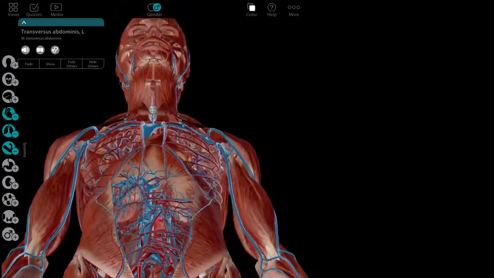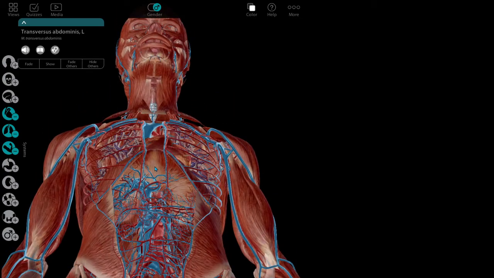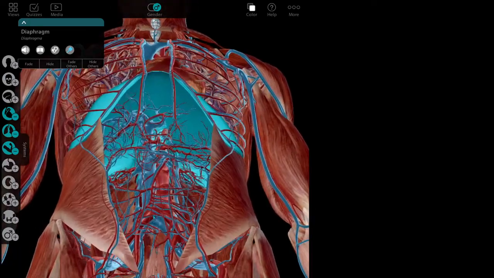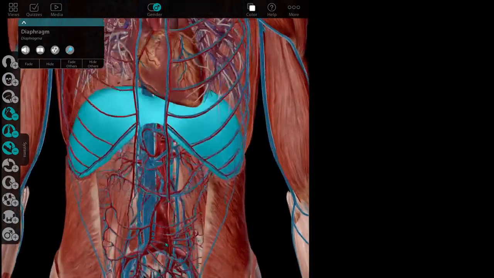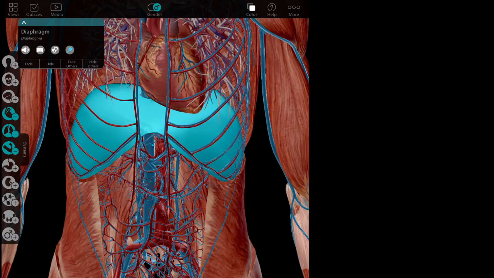So here it is, guys. You can see this is the diaphragm. It's a dome-shaped muscle, so it is your muscle for respiration. It serves as the borderline between the thoracic cavity and the abdominal cavity.